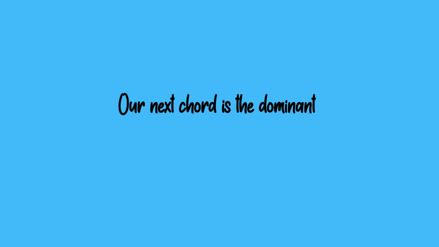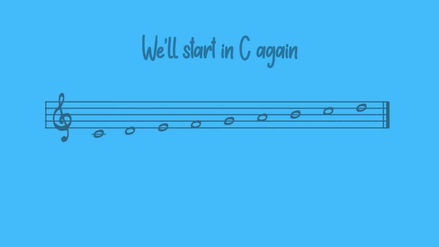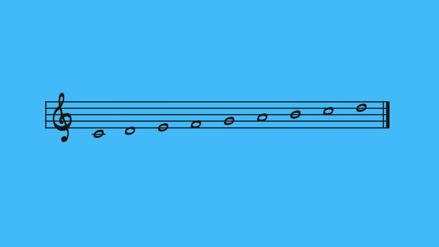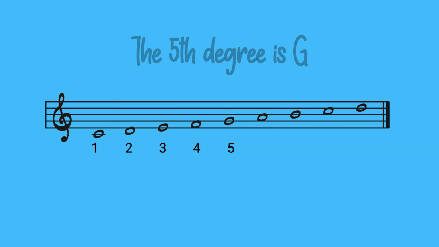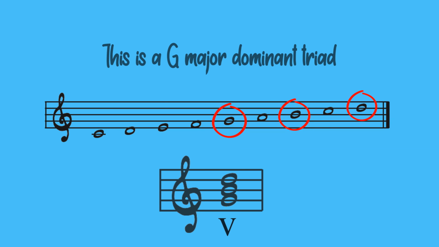Our next chord is the dominant. The dominant triad is built from the fifth degree of the major scale. We'll start in C again. The fifth degree is G. If G is the new root, then B is the third, and D is the fifth. This is the G major dominant triad.